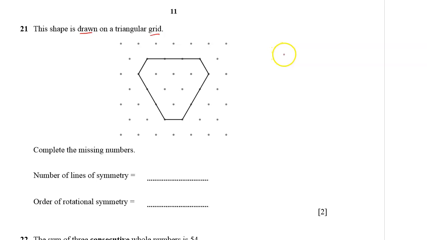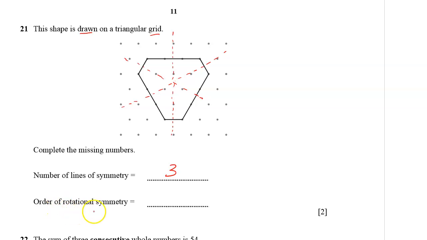Number of lines of symmetry. Okay, symmetry is lines that when you divide it along that line and fold it, one side will be on top of the other, and therefore if you divide it along that line, that will be one line of symmetry. The other one is right there, and the other one is right there. So it has got 3 lines of symmetry.